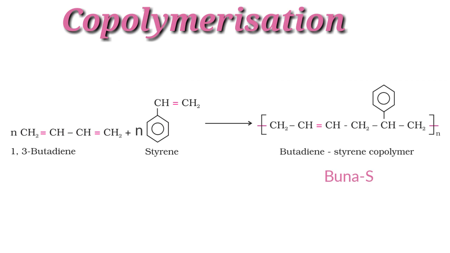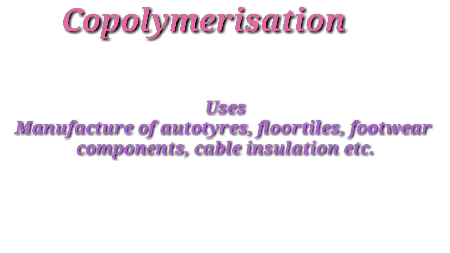Copolymers have properties quite different from homopolymers. For example, butadiene styrene copolymer is quite tough and is a good substitute for natural rubber. It is used for the manufacture of auto tires, floor tiles, footwear components, cable insulation, etc. Hope you understand this much. In the next video, we can study about rubber and biodegradable polymers.